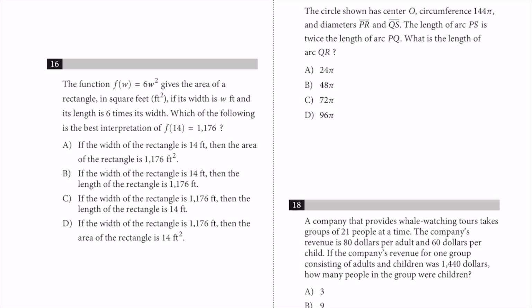So we can eliminate choice B and choice C and choice D. We're only left with choice A. Choice B and C, they either tell us that the length is 1,176 or the width. Choice D incorrectly tells us the area, so therefore choice A is the only remaining answer. That makes sense.